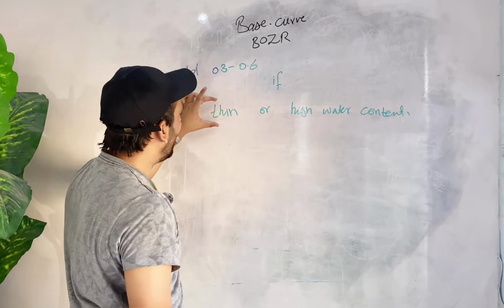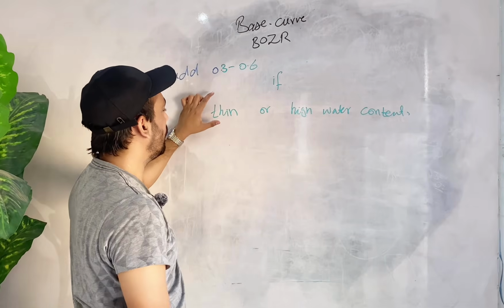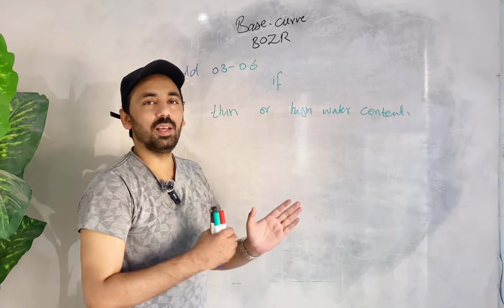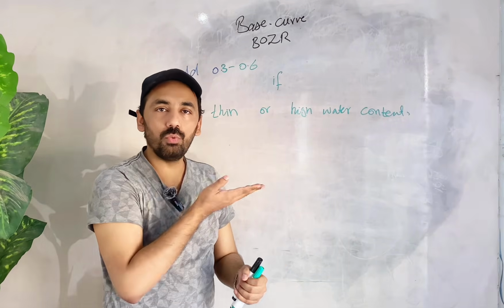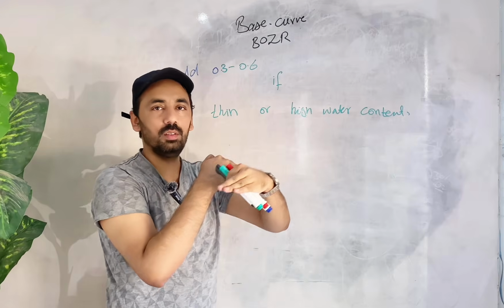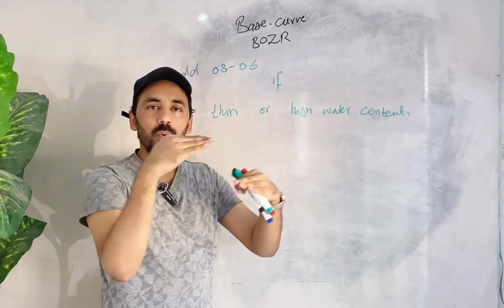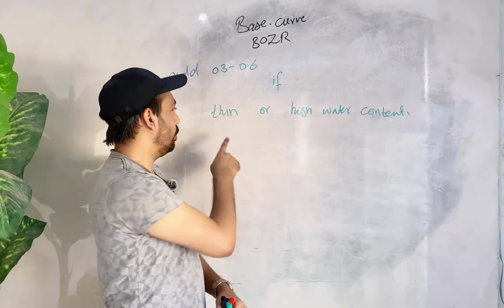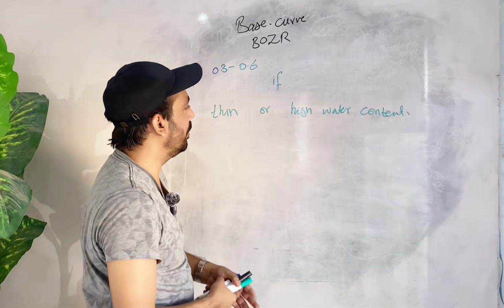So our lens is already thin, and you know very well, if the lens is thin, there will be excessive exchange of oxygen towards the cornea and towards the lens. There will be enough exchange of oxygen through the thin lens. So our problem is already solved.